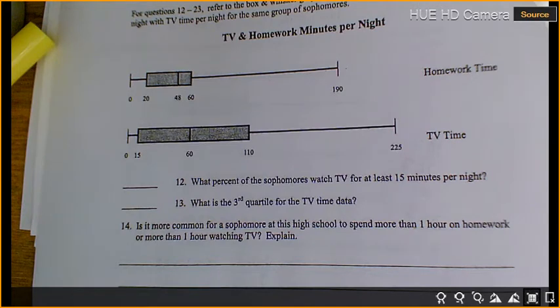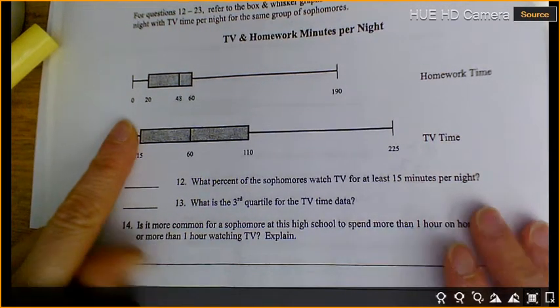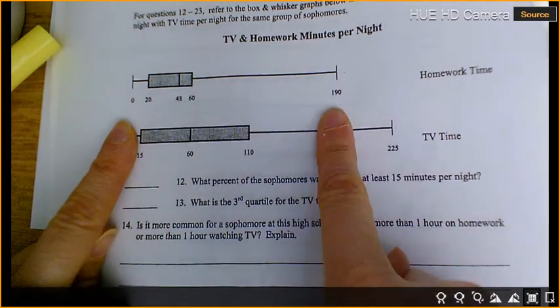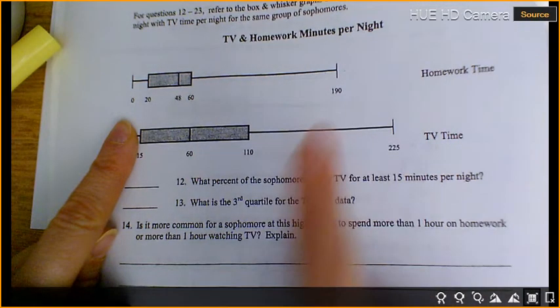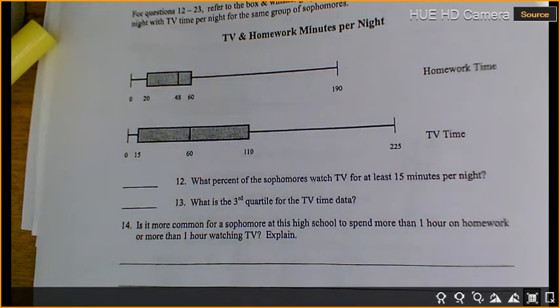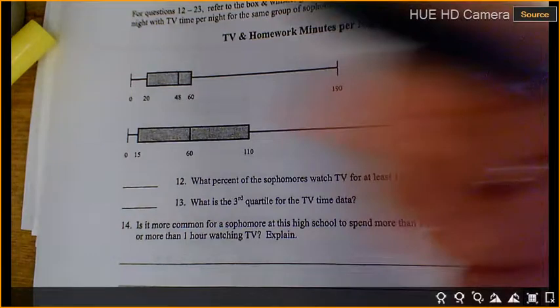What percent of sophomores watch TV for at least 15 minutes per night? So remember, it's divided up into quarters. How many quarters are there between 15 and 225? What do we got, guys? 3 quarters, and how much percentage is that? 75%. Good, Aaron.